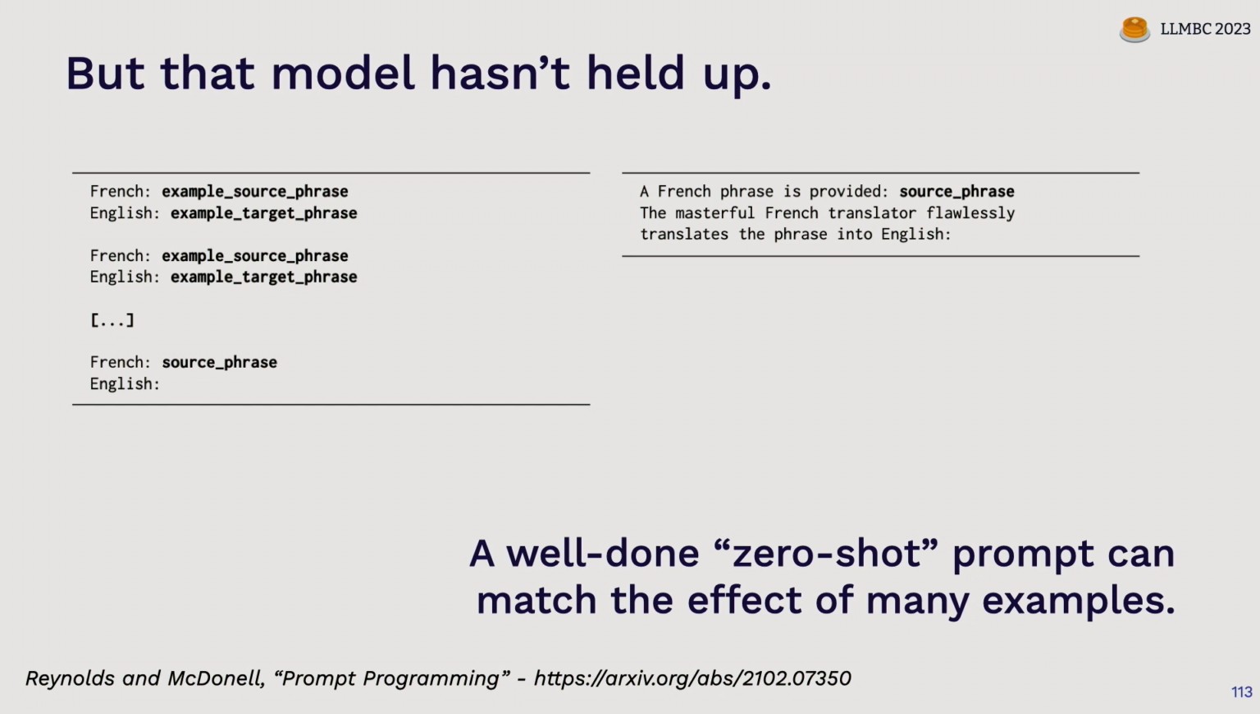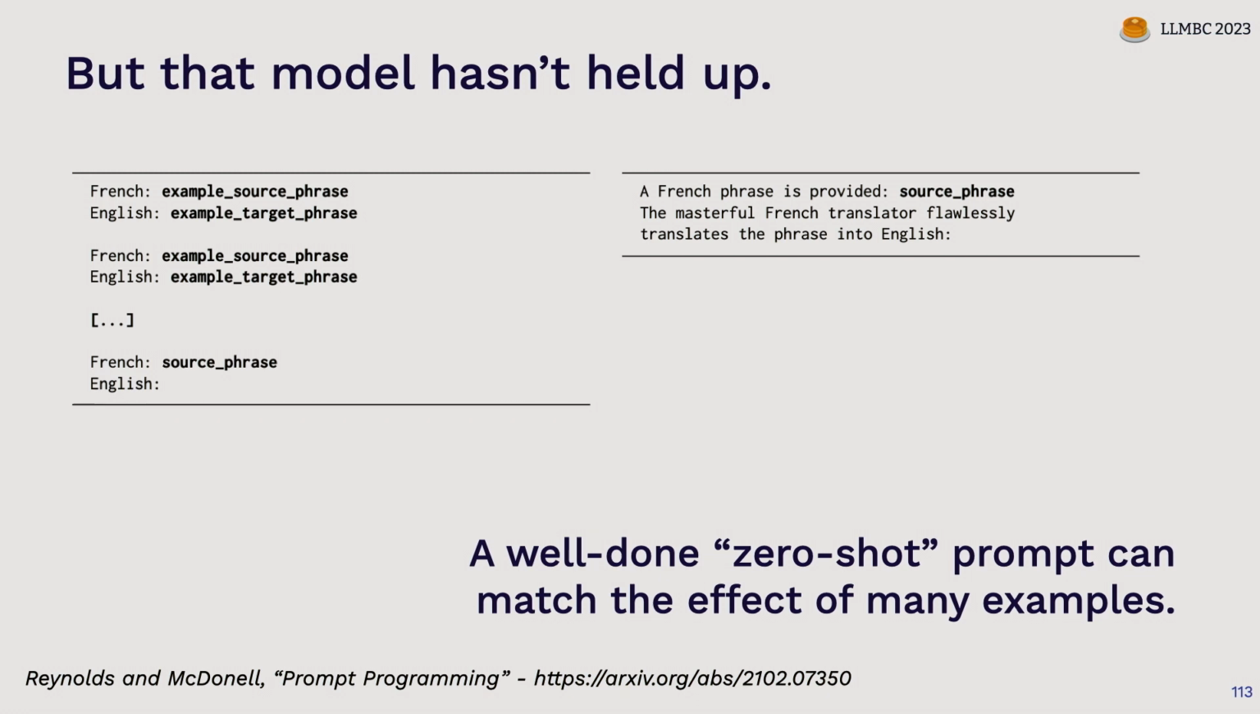But unfortunately, that mental model for thinking about what these machine learning models are doing hasn't held up very well. If you want to translate from French to English, one way you could do that is to provide the model with a handful of examples of the English phrase and then the corresponding French phrase, and then ask it to repeat that example.